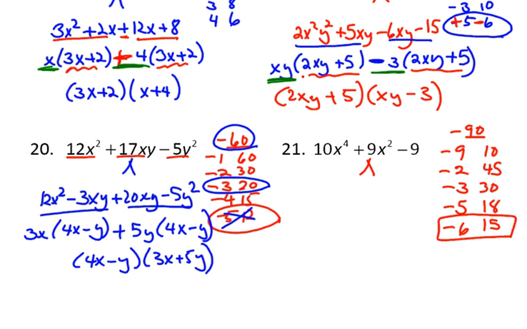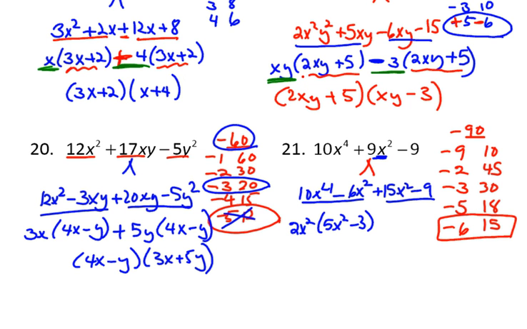So we're going to split the middle term. And so when we do, we're going to have 10x to the 4th minus 6. And then this time it's an x squared. So minus 6x squared plus 15x squared. You got to make sure you use that same variable as right there. And then minus 9, group 2, take out a 2x squared, and I'm left with 5x squared minus 3.